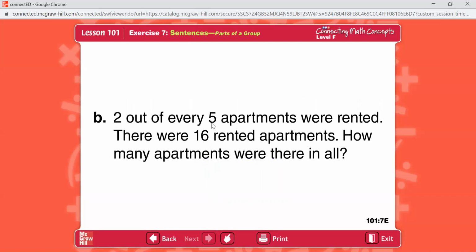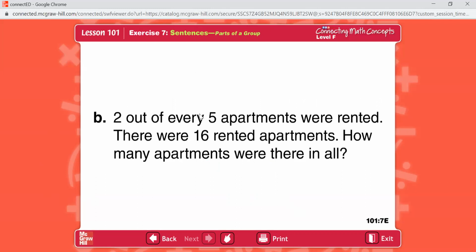2 out of every 5 apartments were rented. There were 16 rented apartments. How many apartments were there in all? Let's read it again. 2 out of every 5 apartments were rented. There were 16 rented apartments. How many apartments were there in all? The equation for you is 2/5 A equals R, rented.